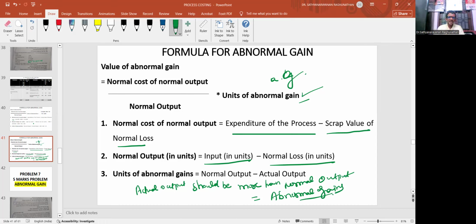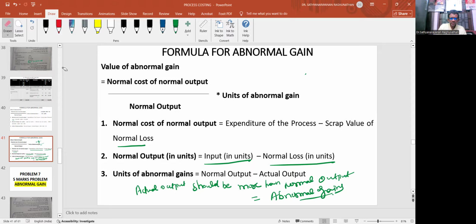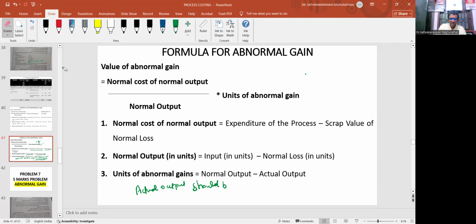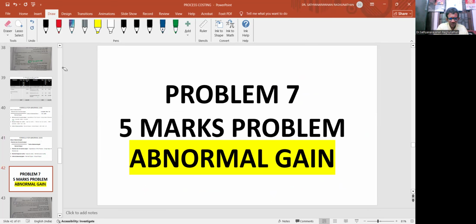As far as abnormal gain is concerned, this is the standard formula. Please take a screenshot of this standard formula. It is available in your textbook also, but I have simplified the formula in order to make you understand in a more simplified manner. Please take a screenshot of this. Let us move on to the problem.